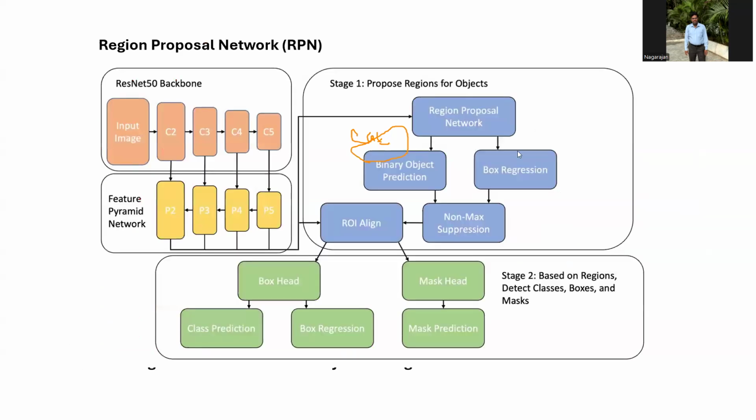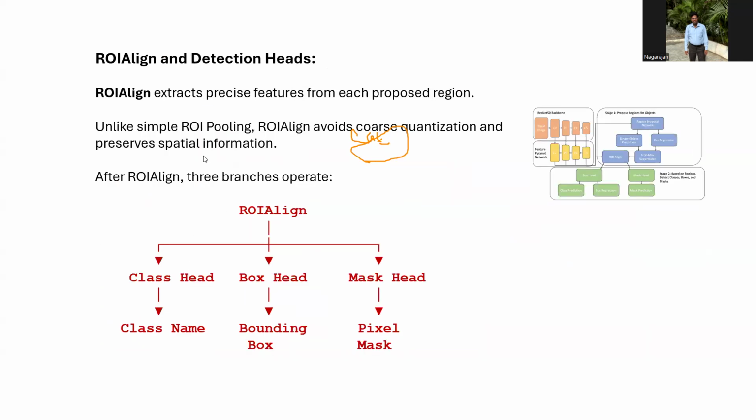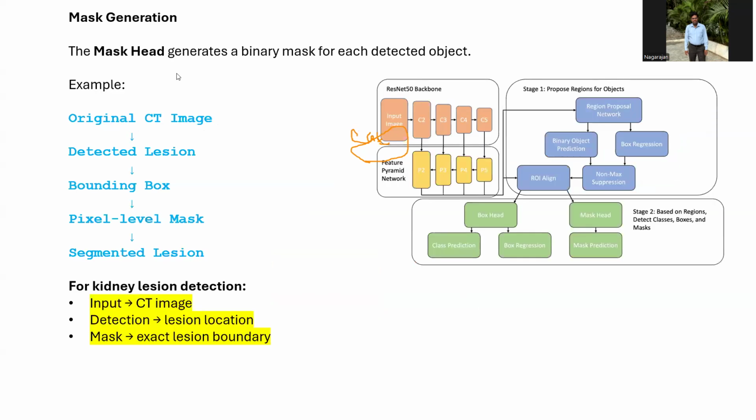Then the region proposal network, which is not shown here, and ROI Align. These are always useful in Mask RCNN because they extract accurate features from the proposed regions. If you compare with simple ROI pooling, ROI Align is better because it avoids coarse quantization and preserves spatial information properly. After ROI Align, three branches operate: the class set, which generates the class name, the box set, which generates the bounding box, and the mask set, which generates the pixel masks. The mask set generates a binary mask for each detected object clearly.